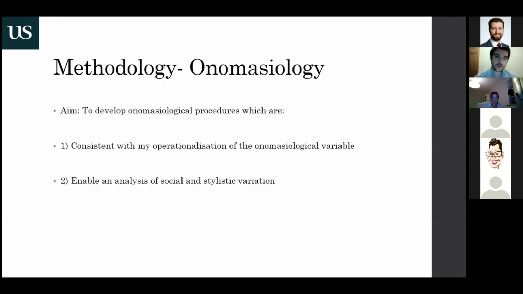So, methodology when it comes to onomasiology. My aims when I was thinking about methodology for this study were twofold. First of all, I wanted to develop a methodology that was consistent with my definition or operationalization of the onomasological variable. So that's what we saw a few slides ago with the definitions of the variable. But I also really wanted to ensure that I enabled an analysis of variation in both social and stylistic dimensions. So this suggests that we're probably going to need more than one type of methodology to account for style.